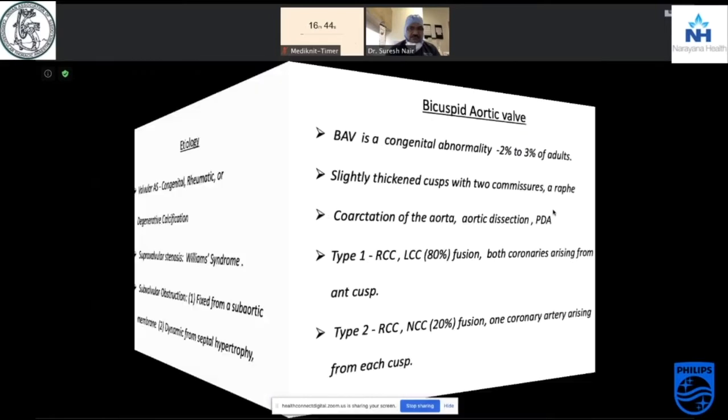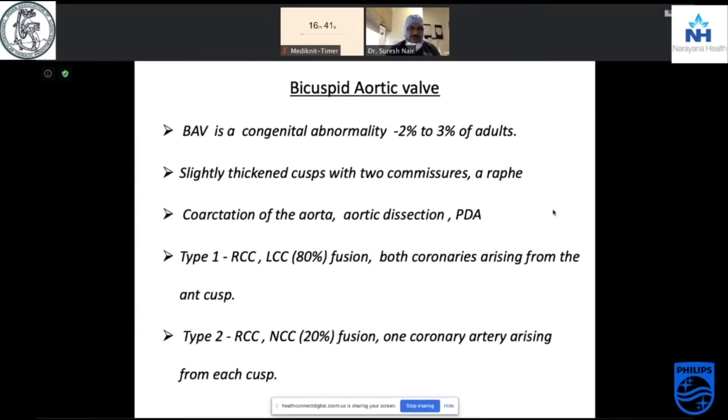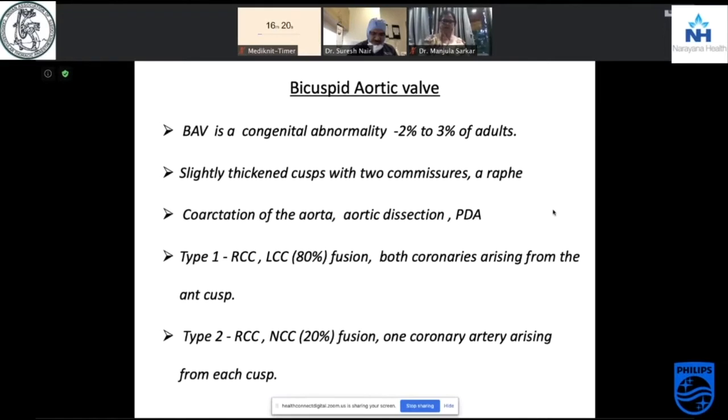It is an abnormality that occurs in about 2% of the population, and basically it is a disease caused by the non-separation of two adjacent leaflets. The most common type is type 1, which occurs by union of the right and left coronary cusps, and the second type is a union of the right and non-coronary cusps. There is one more type, type 3, which occurs because of union of the left and non-coronary cusps, which is very rare.